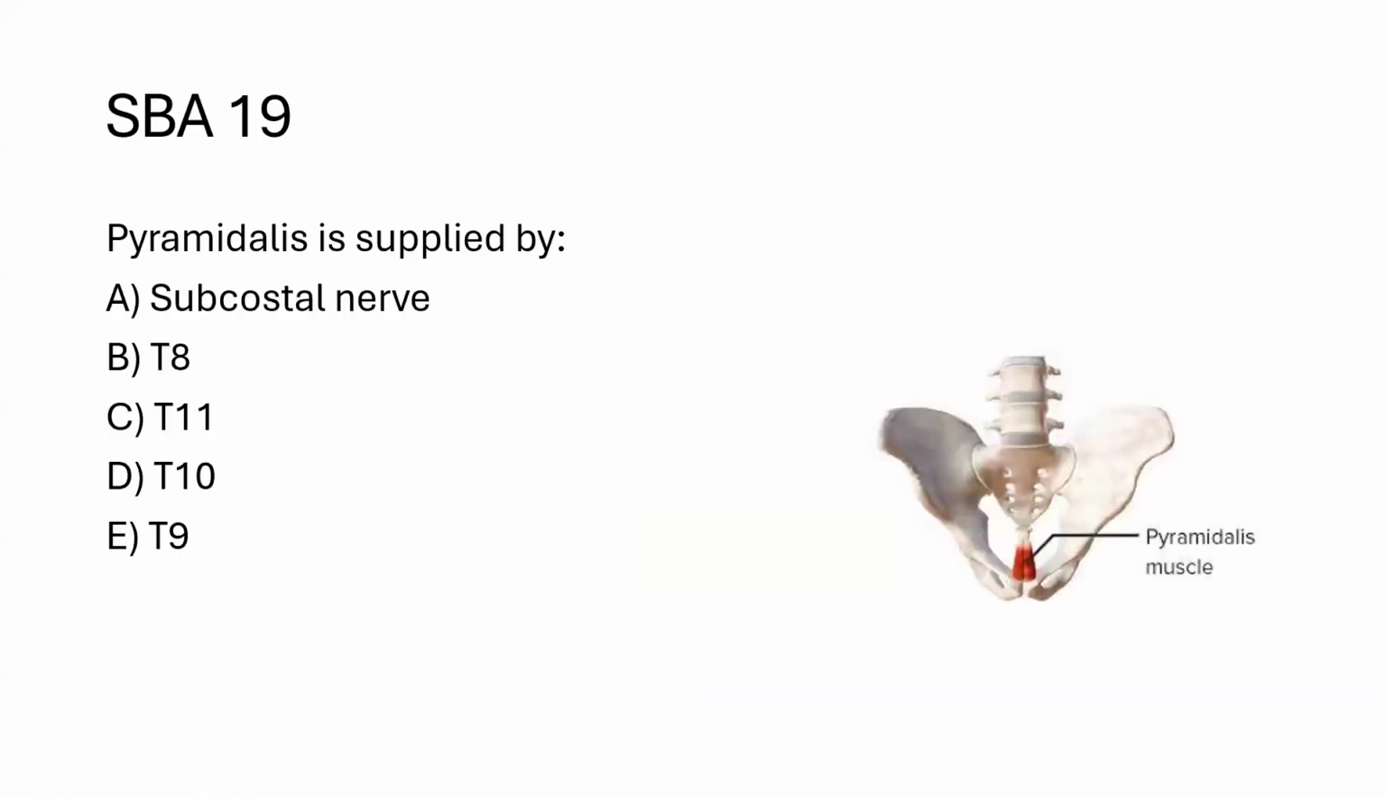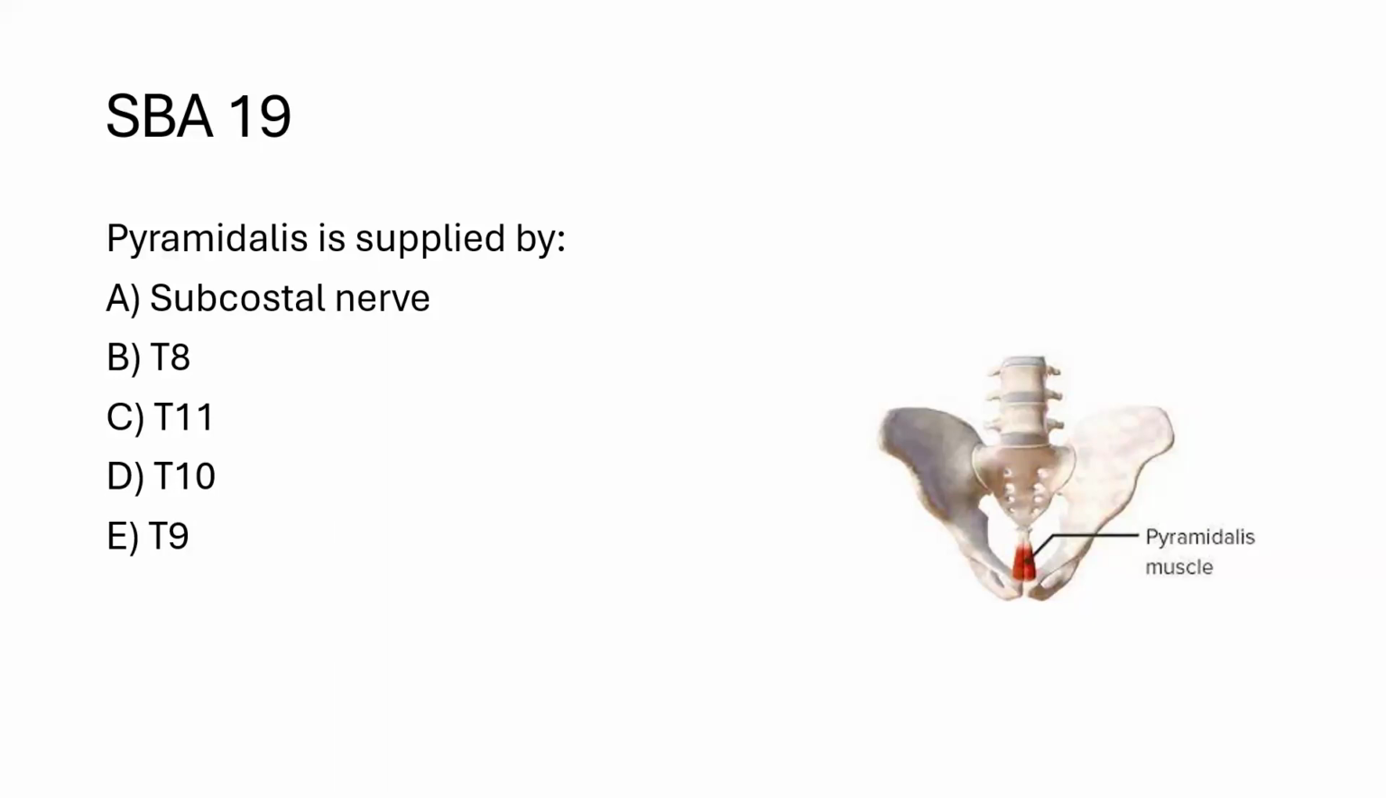Pyramidalis is supplied by the subcostal nerve. Subcostal nerve is the correct answer. What is the arterial supply of pyramidalis? Inferior epigastric. Yes, perfect. Very good. It's inferior epigastric artery, right?